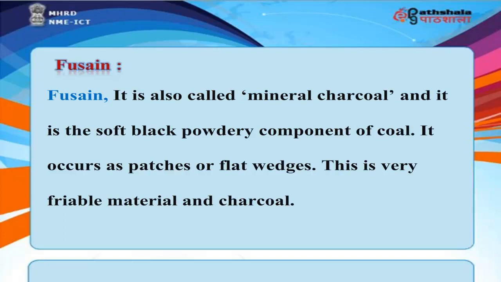Fusain. It is also called mineral charcoal, and it is the soft black powdery component of coal. It occurs as patches or flat wedges. This is a very friable material, like charcoal.